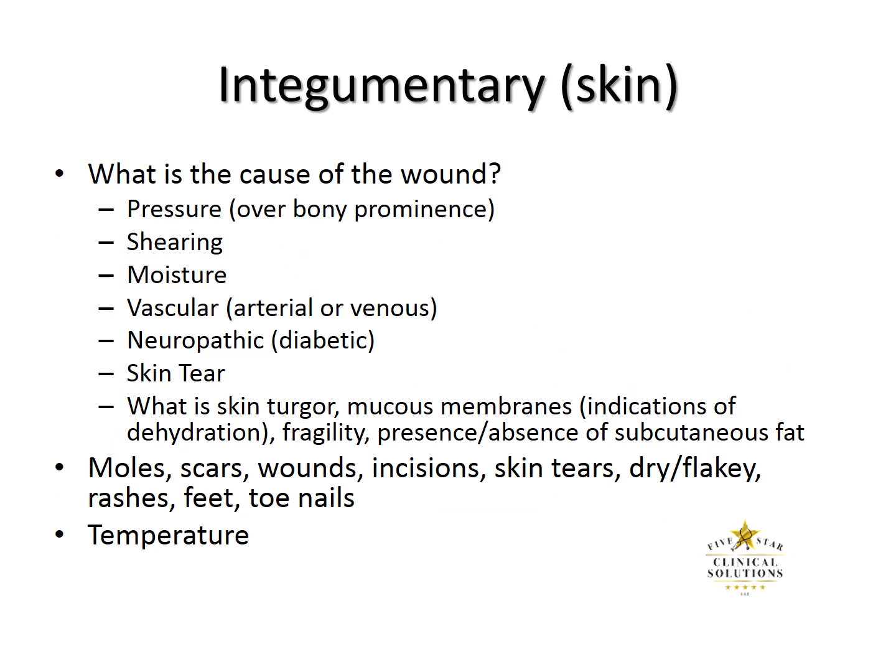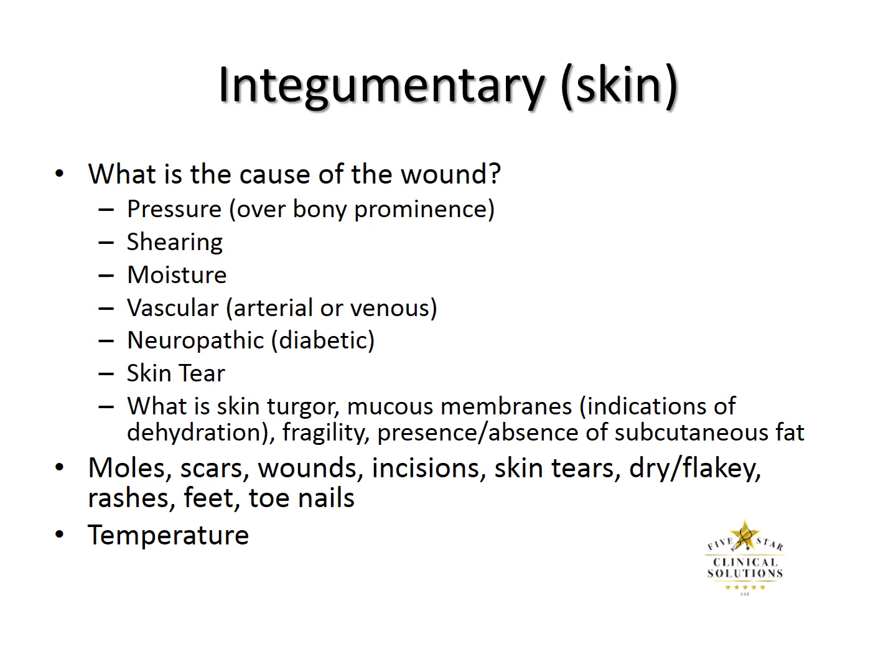So what's the cause of the wound? Is it pressure? Pressure ulcers are over bony prominences. Is it related to shearing? What can we do to reduce shearing? Is it moisture related? Is it vascular? If it's vascular, is it arterial or venous? Is it neuropathic or diabetic? Is there a skin tear?